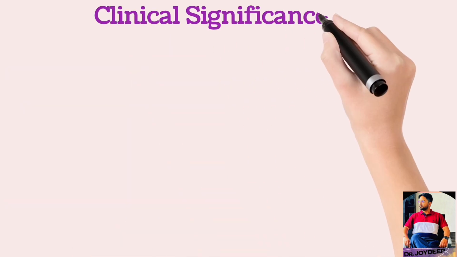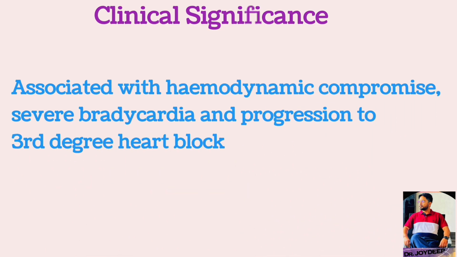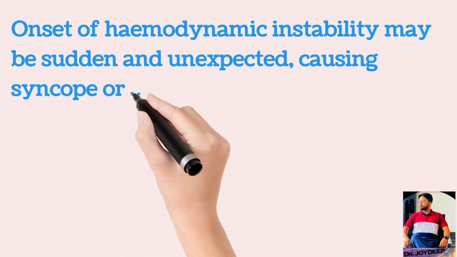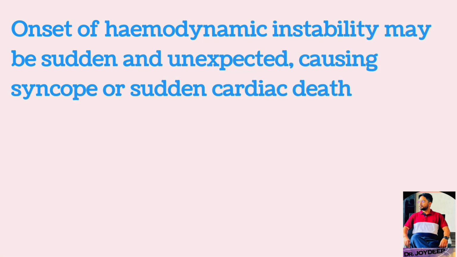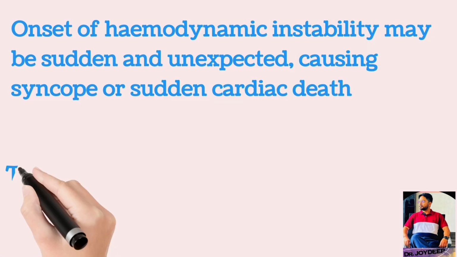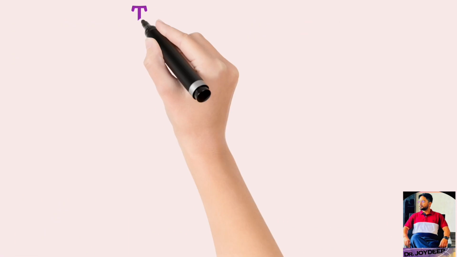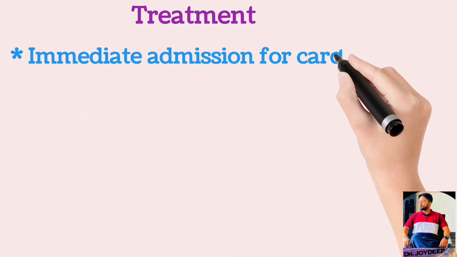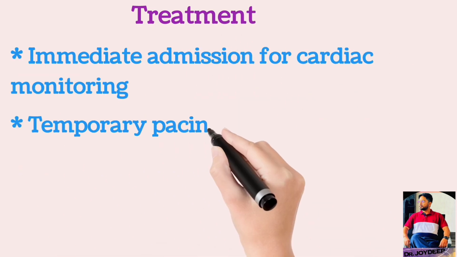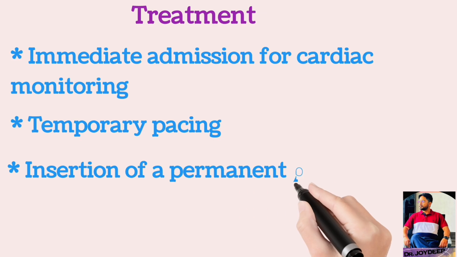Clinical significance. Mobitz type 2 is much more likely than Mobitz type 1 to be associated with hemodynamic compromise and severe bradycardia, and the chance of progression to third degree heart block is also higher. Onset of hemodynamic instability may be sudden and unexpected, causing syncope or sudden cardiac death. The risk of asystole is around 35% per year. Mobitz type 2 mandates immediate admission for cardiac monitoring, backup temporary pacing, and ultimately insertion of a permanent pacemaker.